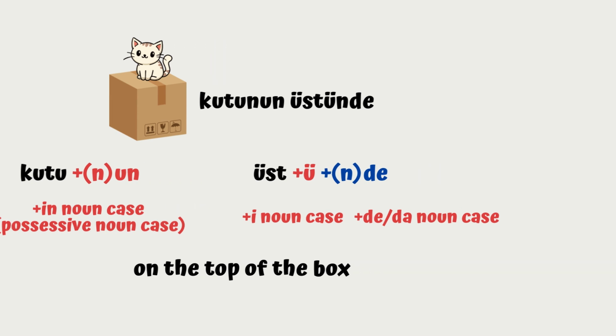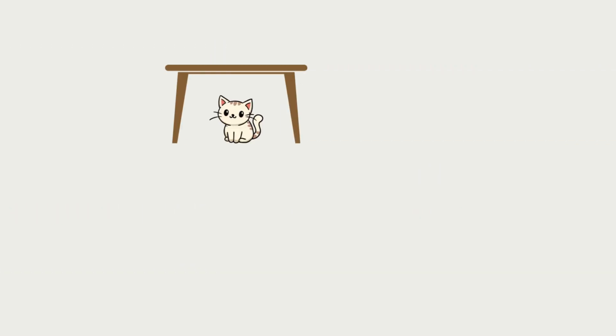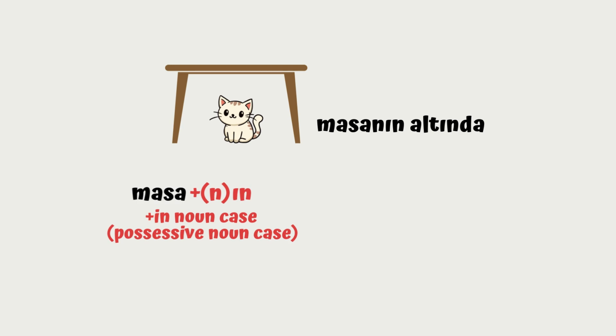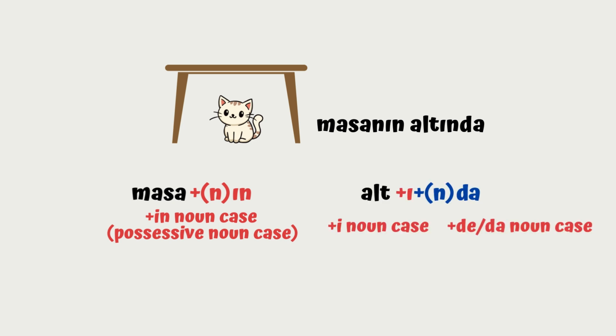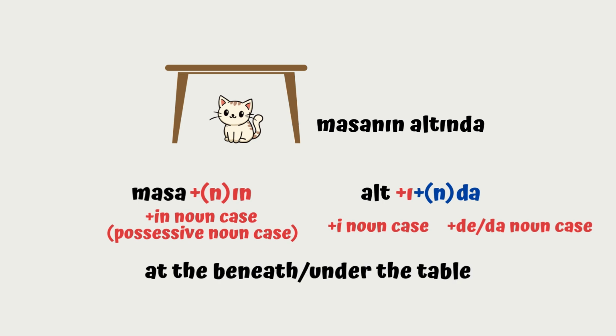Let's take a look at another example. So where is the cat? The cat is under the table. So we say it like this, masanın altında. So masa takes in noun case. And we follow the vowel harmony rules, so it becomes un. And we need a buffer sound. And for this ending, the buffer sound is ne, so it becomes masanın. And alt takes in noun case, and then de da noun case, so it becomes altında. So what we're saying is at the beneath, at the under the table.